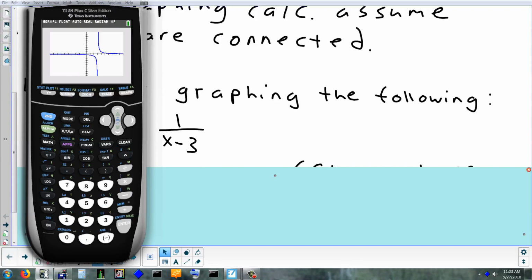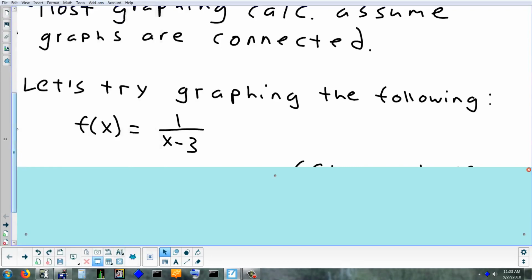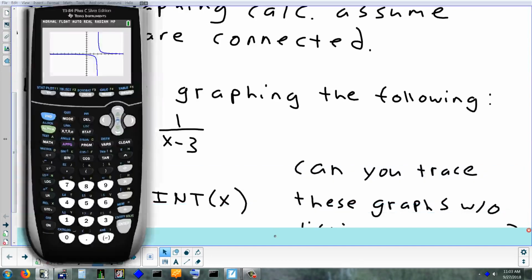So my question is, could you trace this entire graph, the whole thing you see on the screen there, without picking up your pencil? No, because they're not connected. This graph has 2 separate pieces to it. There's a word for that. Okay, let's look at this, integer function. The integer function looks like a series of steps. Could you trace all those steps without ever picking up your pencil? No, it has a lot of, and I'll tell you the term in a second. You have to pick up your pencil a lot of times to do it.